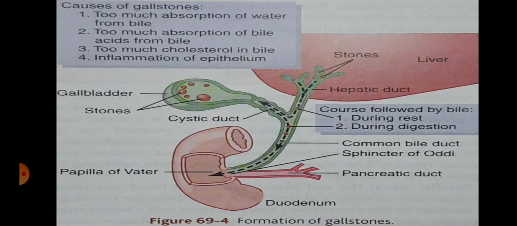Then the cholesterol begins to precipitate, first forming many small crystals of cholesterol on the surface of the inflamed mucosa, but then progressing to large gallstones.